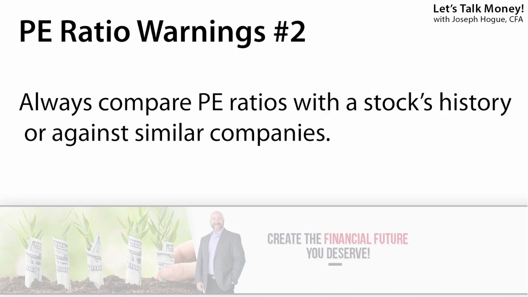That's really the second warning here about the PE ratios, that you need to watch out when comparing them and always compare the PE ratio of a stock against its own historical average and then only against the price to earnings of other companies in the same industry. Now, why is the PE ratio so bad? Why is something so simple and easy to use one of the worst ways to look at a stock?